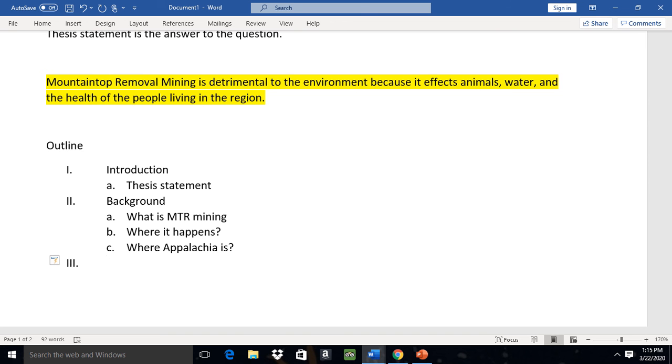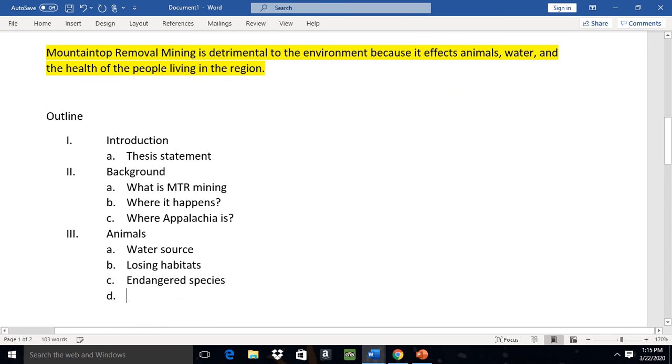So then maybe my third point is where I'm going to start getting into the points that are on my thesis. So maybe here's where I'm going to start talking about animals. And I mean, honestly, I don't know enough about this off the top of my head to fill in the rest of the outline, how I would talk about animals, but I might talk about them losing their water source, losing their habitats. I might talk about some endangered species that are affected by mountaintop removal projects. And I might talk about the ecosystem. I don't know.